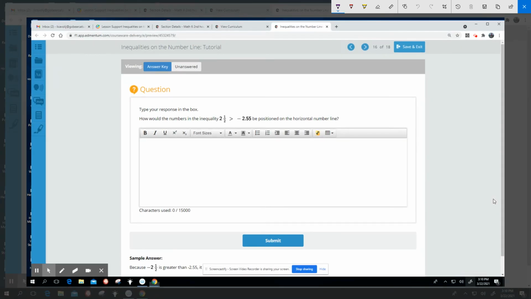So looking at this question, how would the numbers in the inequality -2 1/2 is greater than -2.55 be positioned on the number line? Because -2 1/2 is greater than -2.55 on the horizontal number line, the -2 1/2 is going to be to the right of -2.55.